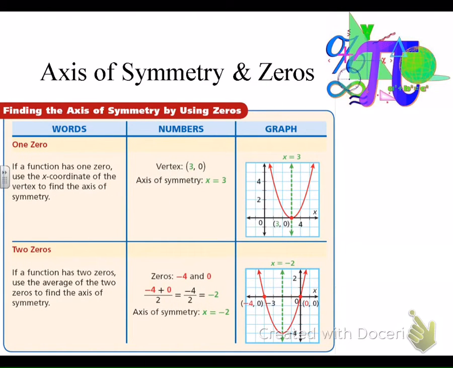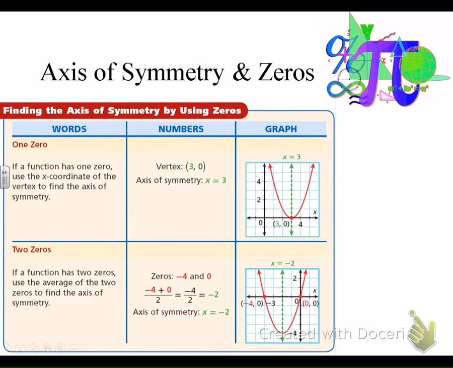So, in words, if a function has one zero, then we can use the x-coordinate of the vertex to find the axis of symmetry. The vertex is here at (3, 0), so the axis of symmetry would be a vertical line, x equals 3. We know that creates a vertical line that passes through 3.